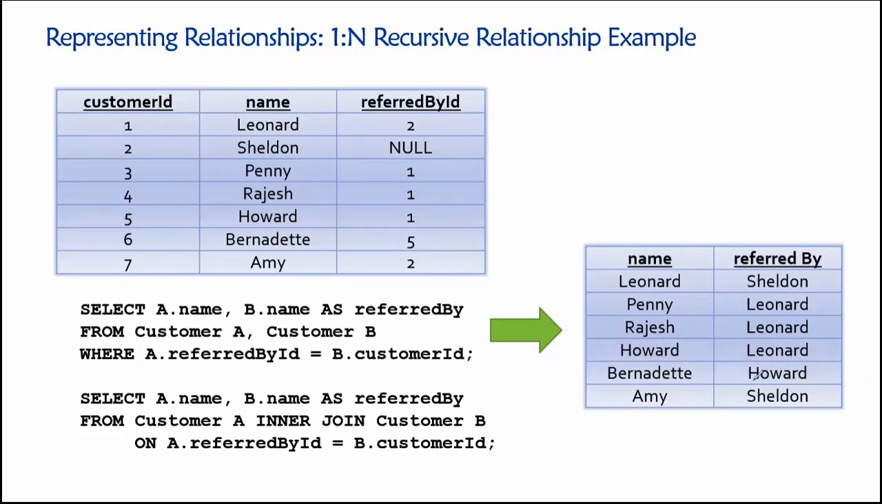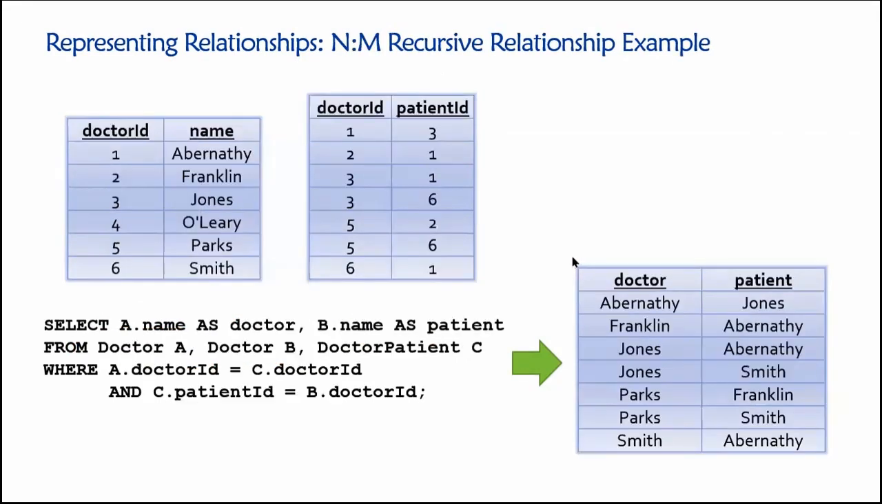Let me see if I can trace this backwards. Okay, so Howard refers Bernadette. Leonard refers Howard, and Sheldon refers Leonard. So Sheldon refers Leonard, who later refers Howard, who later refers Bernadette. All that information is encoded in this table. So it's interesting. We have layers of referral in here, like multiple levels of referral. But again, the idea from a SQL perspective is we need to pull data from two copies of the same table.